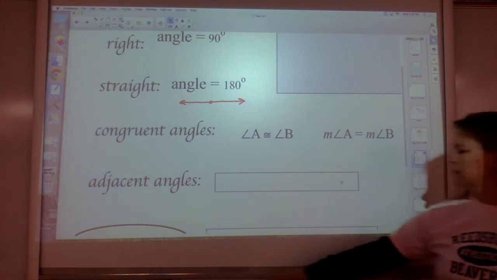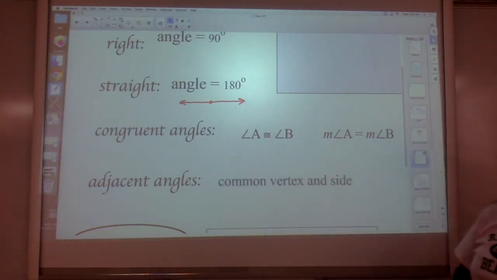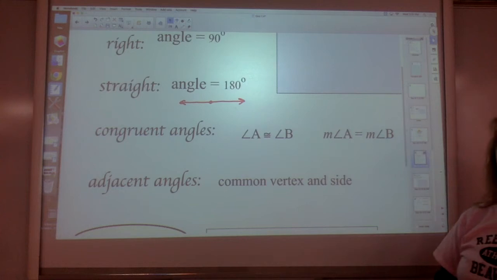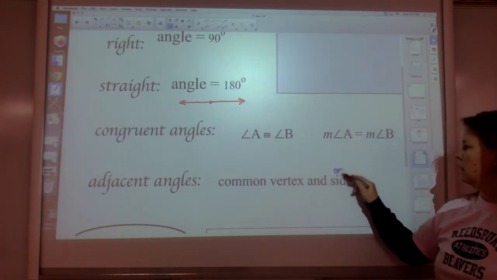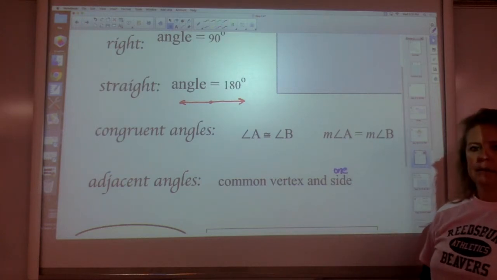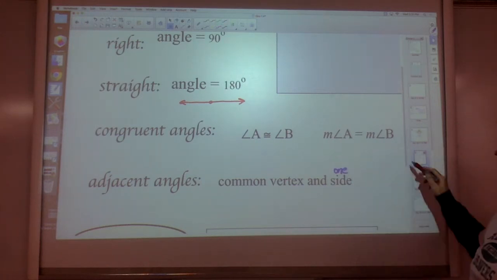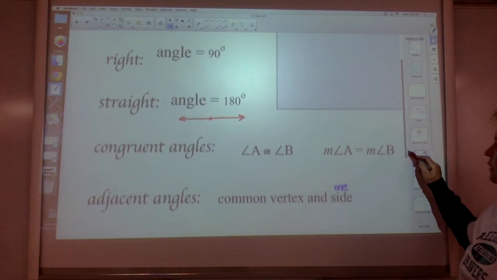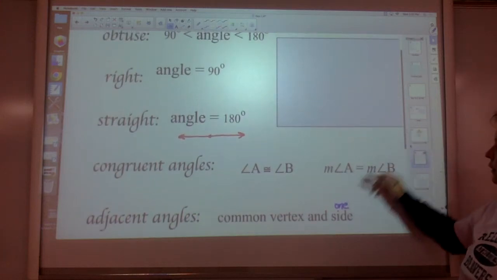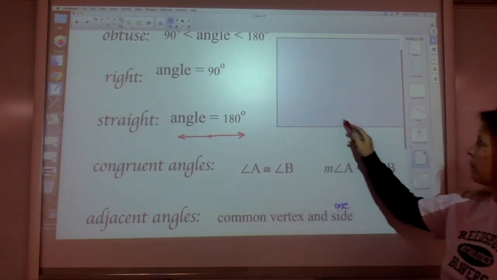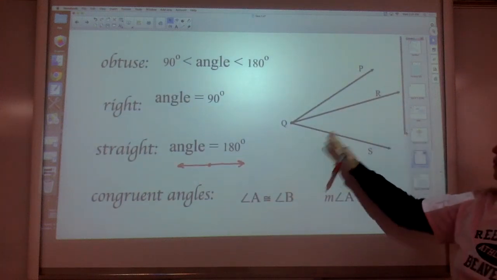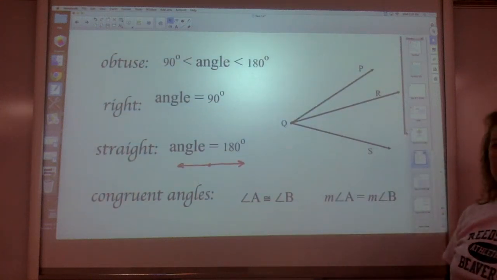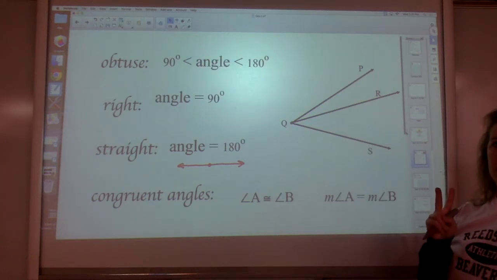Adjacent angles have a common vertex and one side. They have one common side. An adjacent angle has a common vertex and one common side. If you take a look at this, you can draw this wherever you have room. I had room up here, so that's where I put it. There are three angles there. Two of them are adjacent.